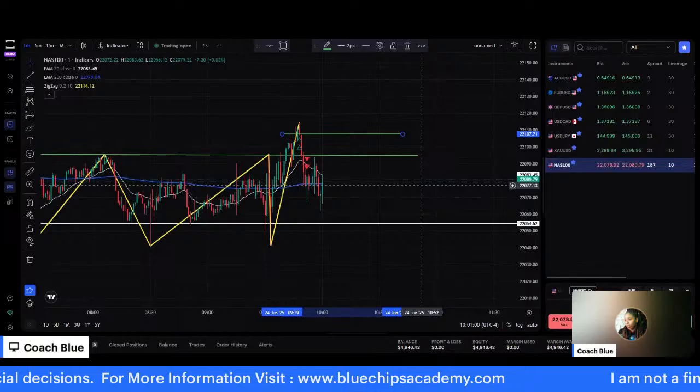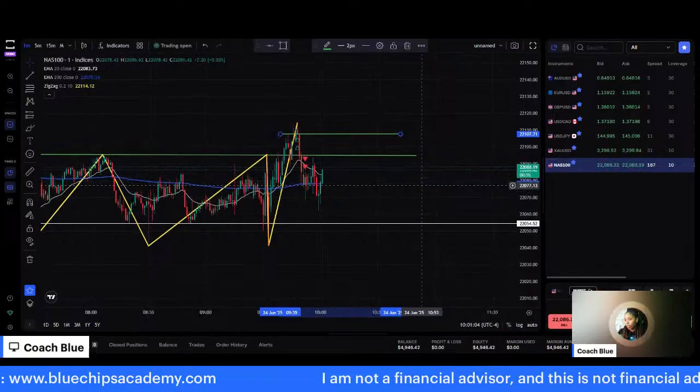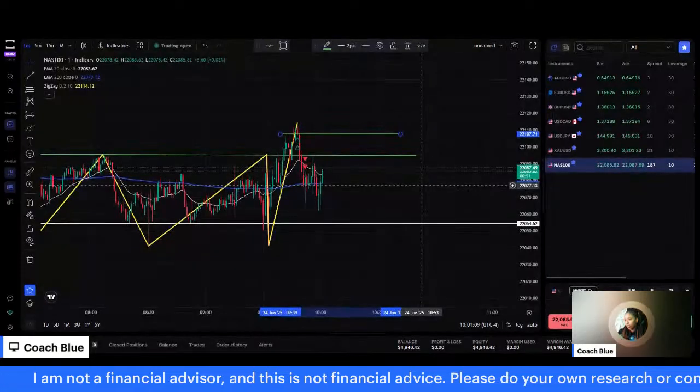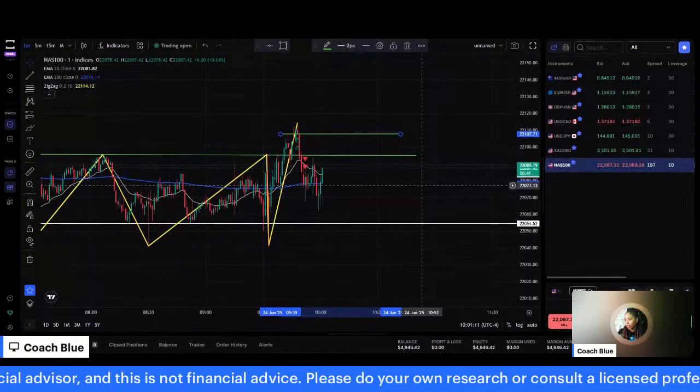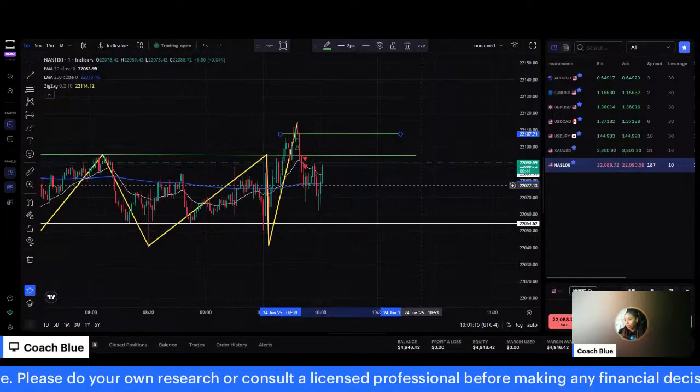Go from there. Here we go. 50 seconds left on this candle right here. Definitely finding some support.